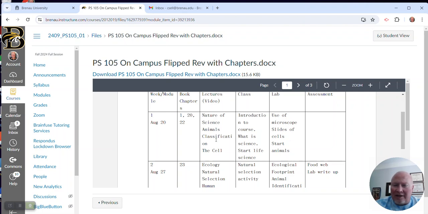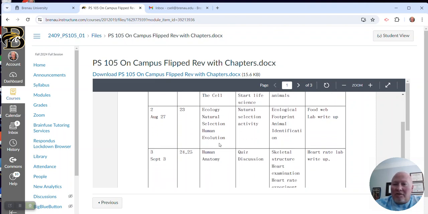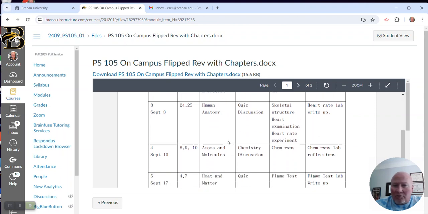So the lectures, there are quite a few in this first week: nature of science, animals, classification, and the cell. So you'll need to have those taken care of by Thursday when you come to lab. So you can follow the schedule for each week.